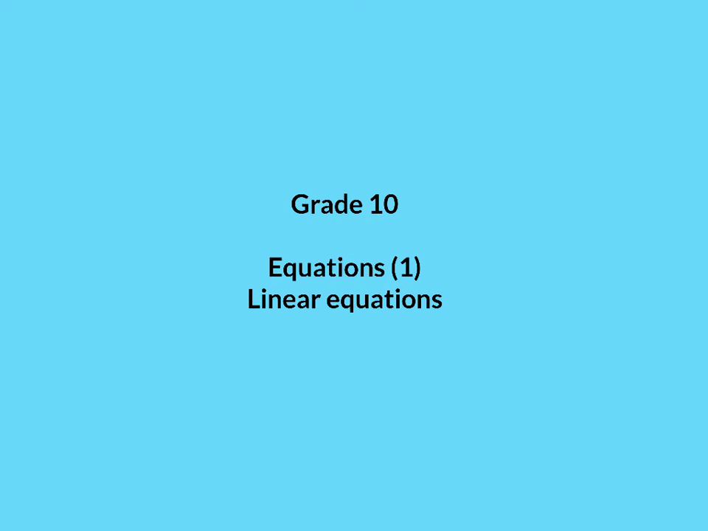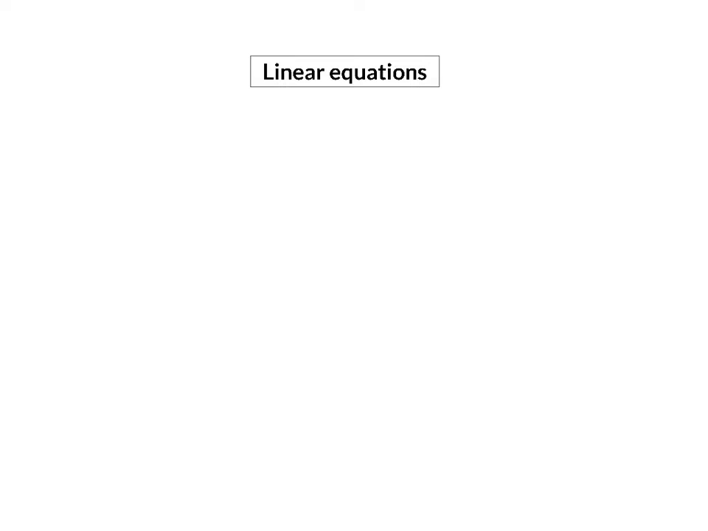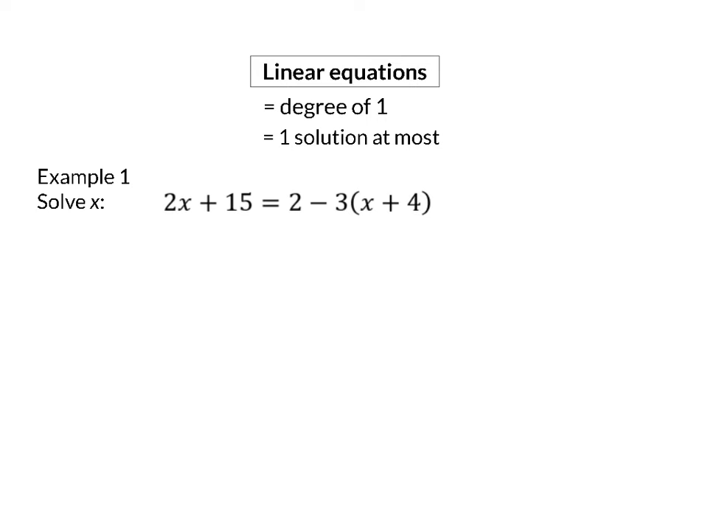In this first video for grade 10 equations, we're going to have a look at what you already know about linear equations. A linear equation has a degree of 1, which means the highest exponent is 1 and there will be at most one solution. Example 1. Solve x. This is an equation with a degree of 1, which means it's a linear equation.